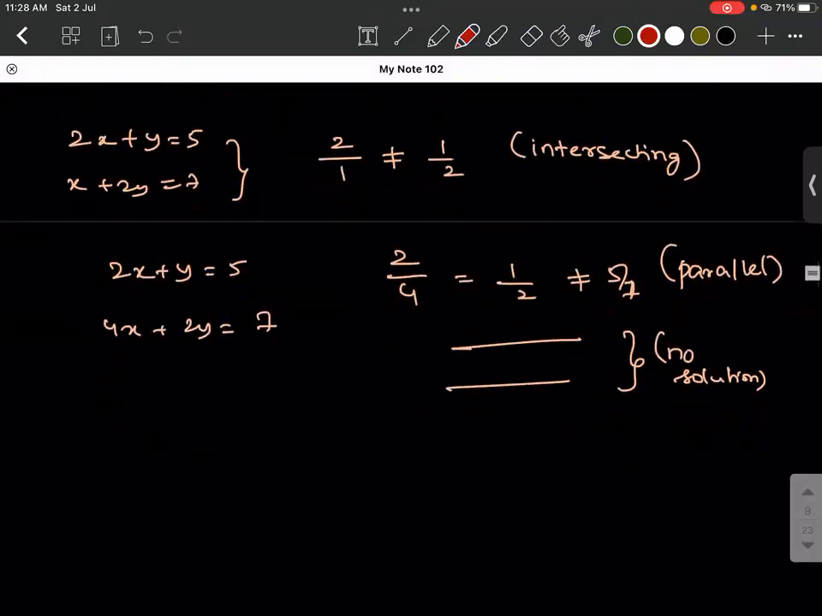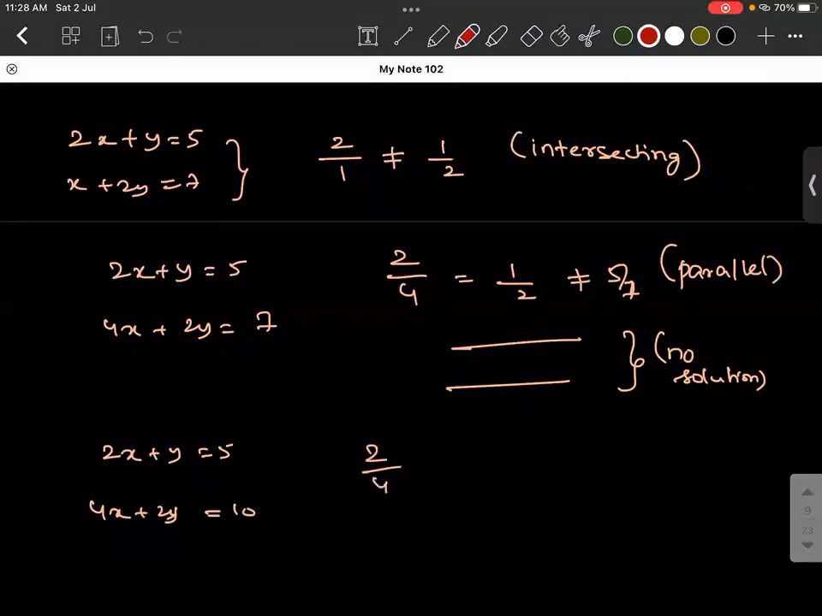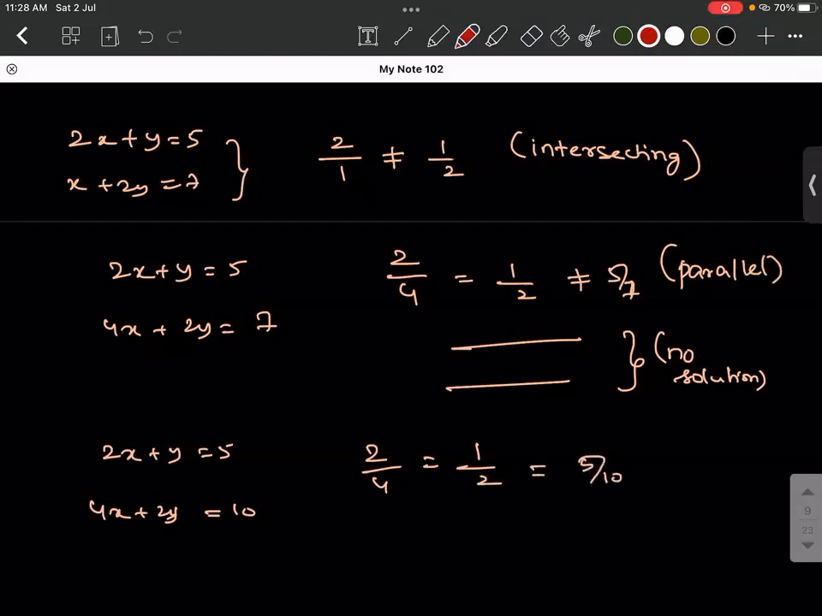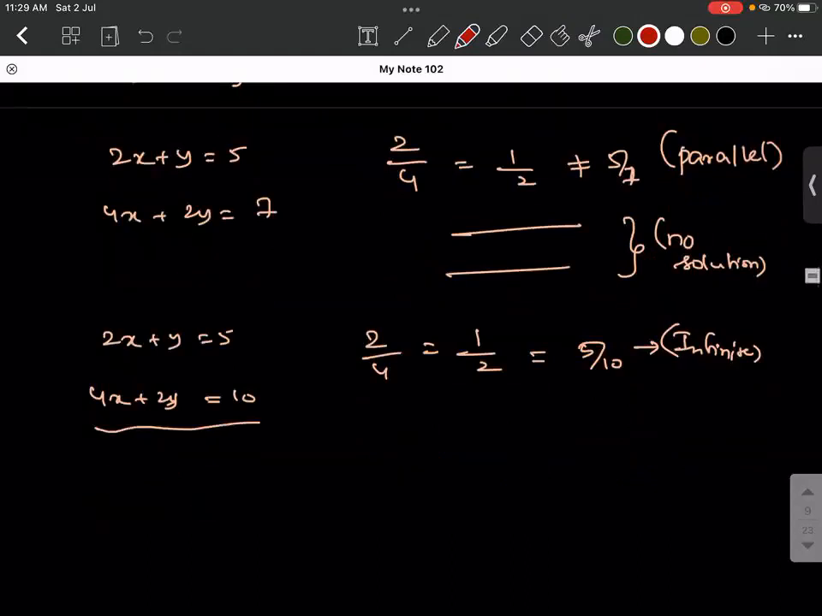Whereas when you have 2x plus y is equal to 5 and 4x plus 2y is equal to 10, then what will happen? 2 by 4 will be equal to 1 by 2, which is also equal to 5 by 10 or minus 5 by minus 10. Then they have infinite solutions because they both represent the same line. Why am I saying they're representing the same line? In this, I can take 2 common. So if I take this 2 outside, then what will it represent? It will be the same line.